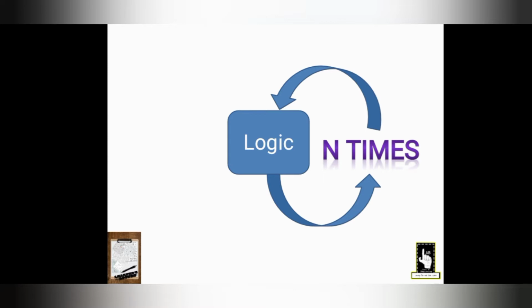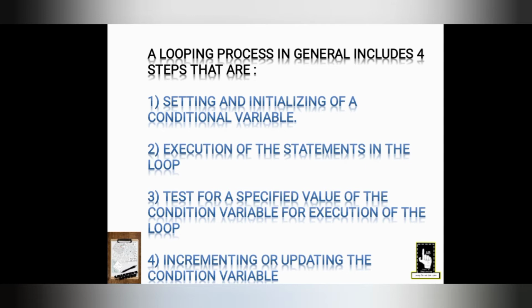A looping process in general includes 4 steps, and they are setting and initializing a conditional variable, execution of the statements in the loop, test for a specified value of the conditional variable for the execution of the loop, and finally incrementing or updating the condition variable.